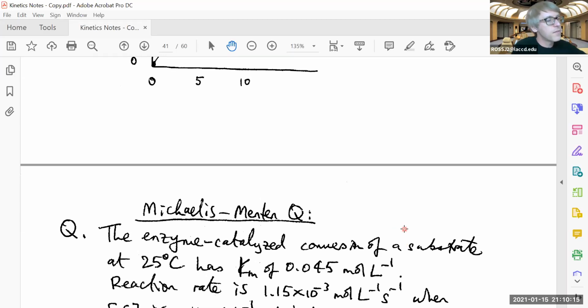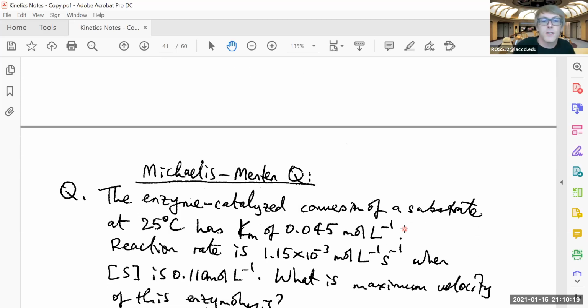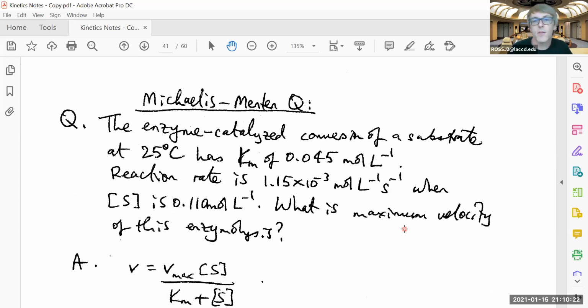Okay, and this is our final question and slide for this video. The enzyme-catalyzed conversion of a substrate at 25 degrees Celsius has a Michaelis-Menten constant of 0.045 moles per liter. The reaction rate is 1.15 times 10 to the negative 3 moles per liter per second when the substrate concentration is 0.110 mole per liter. What's the maximum velocity of this enzymolysis?